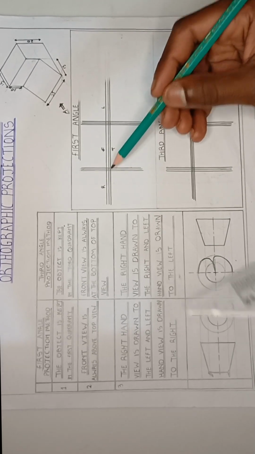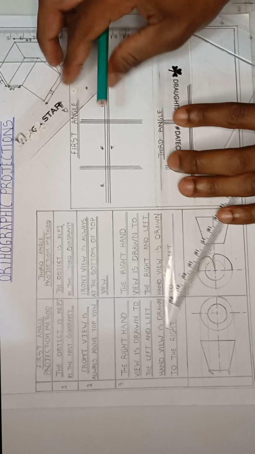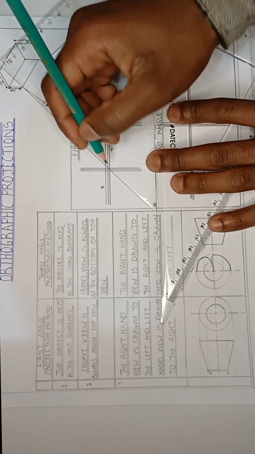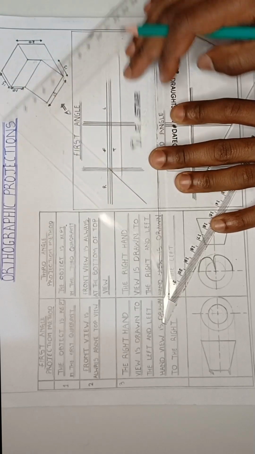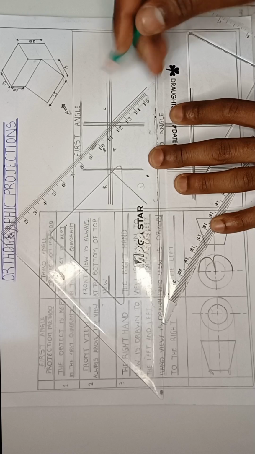Then this line here is going to be our 45 degree angle. We use 45 degree angles to align our drawings accurately, guys. Don't be surprised. We use our 45 degree angles to align our drawings accurately. This is our 45 degree angle on this side. Also here is our 45 degree angle.